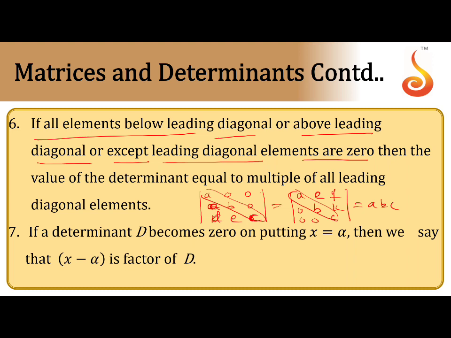Next, if the determinant D becomes 0 on putting x equal to alpha, then we say that x minus alpha is a factor of D. If there is a variable present in the determinant and you put x equal to alpha, and the value of the determinant is 0, then x minus alpha is a factor of the given determinant. I hope this is clear.